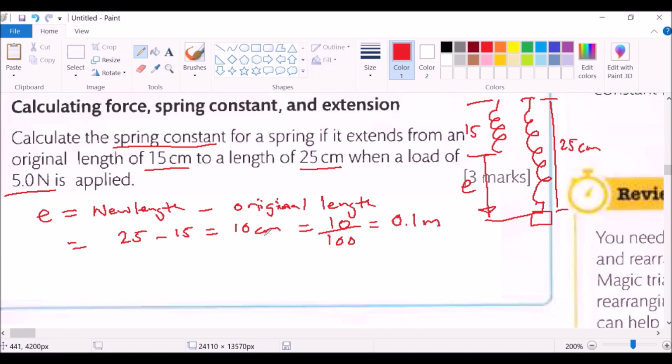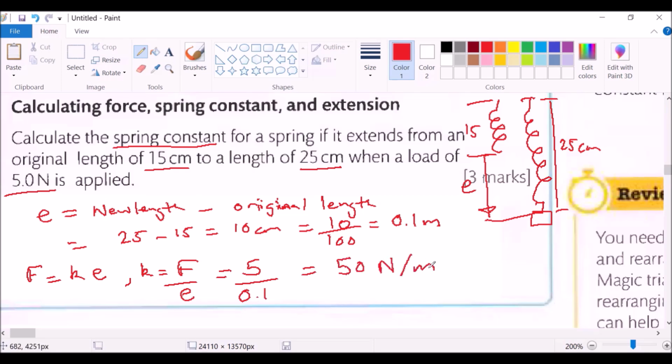That is our extension. Force is equal to spring constant K times the extension. We want to calculate the spring constant, so we make K the subject of the formula. K is equal to force over extension, which is our force, 5 newtons, over our extension, 0.1 meters, which will give us 50 newtons per meter as our spring constant.